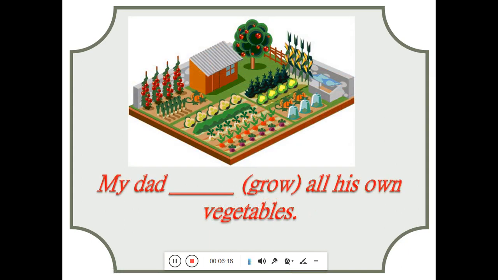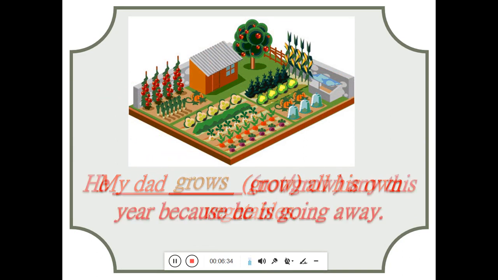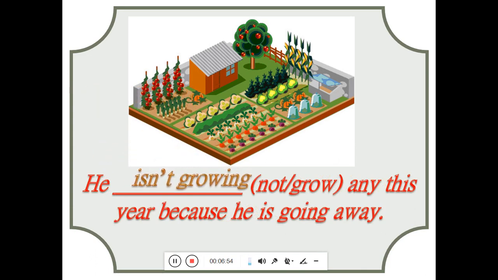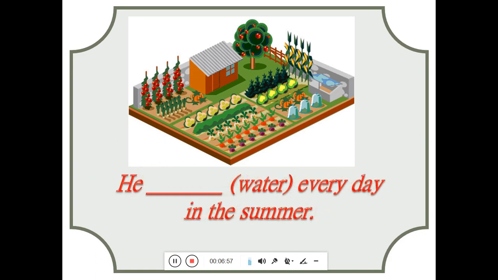My dad grows all his own vegetables. Now, in his farm, for example, we have vegetables here. So it's not now only, it's a frequent action. So we say my dad grows because we have third person singular. He isn't growing anything this year because he is going away. This year, again, whenever you have this year, this week, this month, this weekend, etc., try to use the present continuous. So he is not or he isn't growing anything this year.